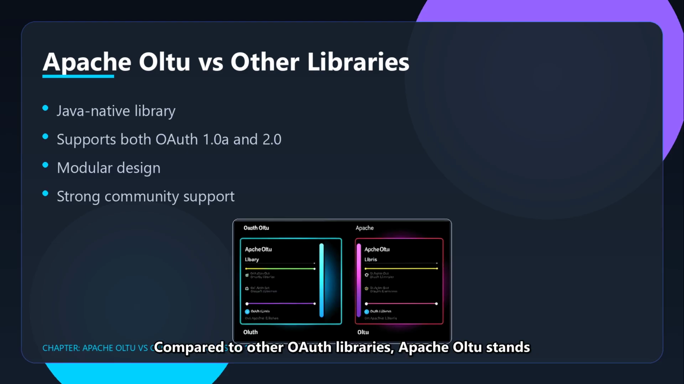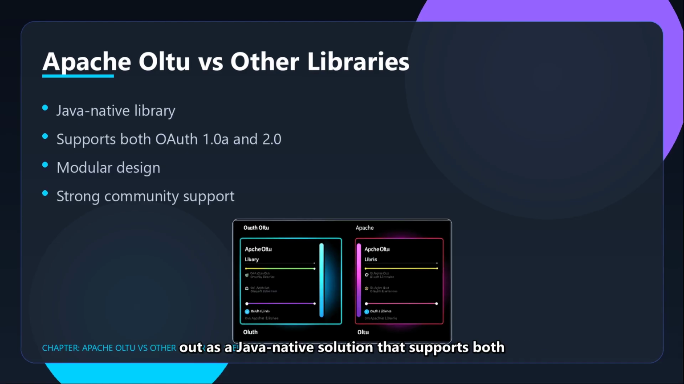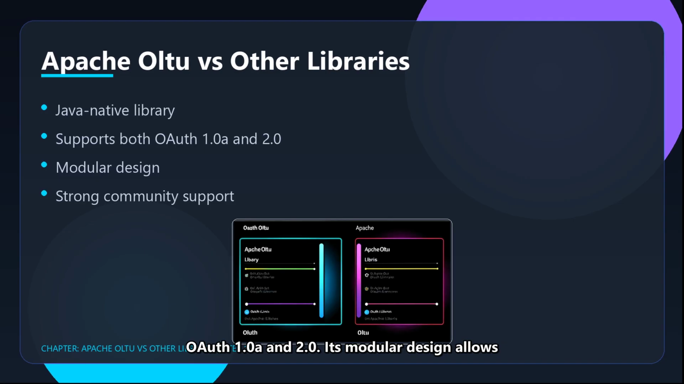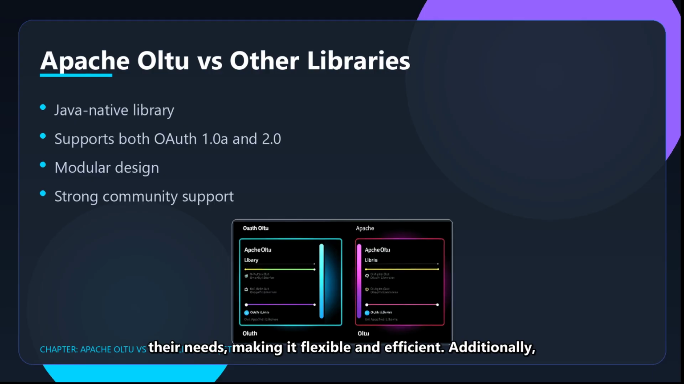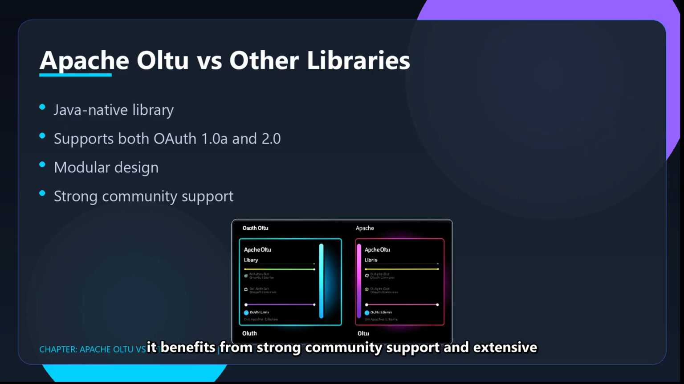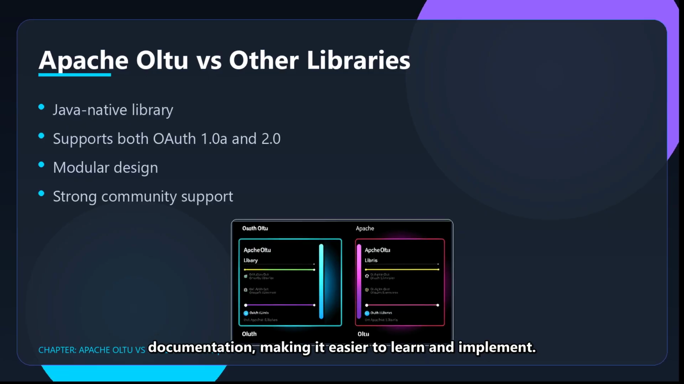Compared to other OAuth libraries, Apache Oltu stands out as a Java-native solution that supports both OAuth 1A and 2. Its modular design allows developers to pick and choose components based on their needs, making it flexible and efficient. Additionally, it benefits from strong community support and extensive documentation, making it easier to learn and implement.